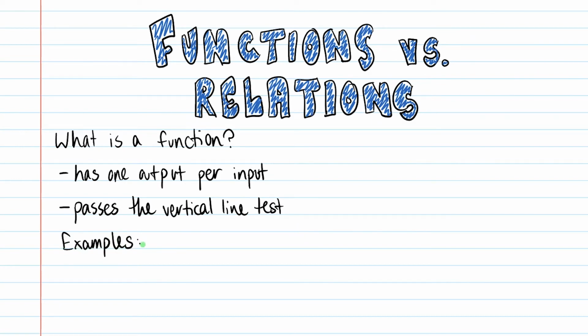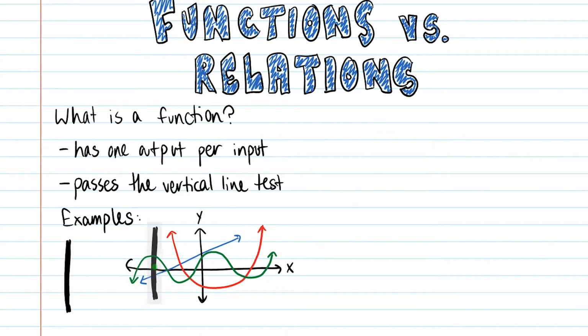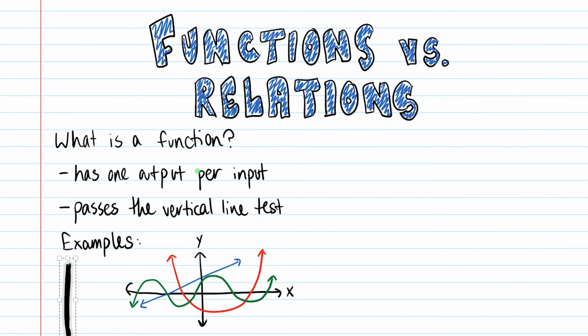So let's look at some functions on a graph. I'll draw a line and a parabola and a sine or cosine function. Draw a couple of them here. These are all functions because they pass the vertical line test. If I draw a vertical line and then slowly move it over each function, you'll see that at any one given point, and I'll pause it here for a minute, it only hits that function one time. So it passes the vertical line test.